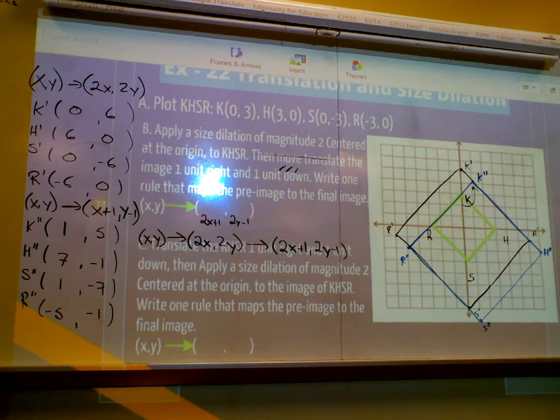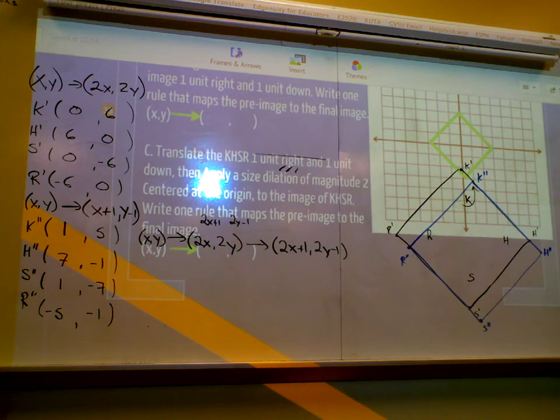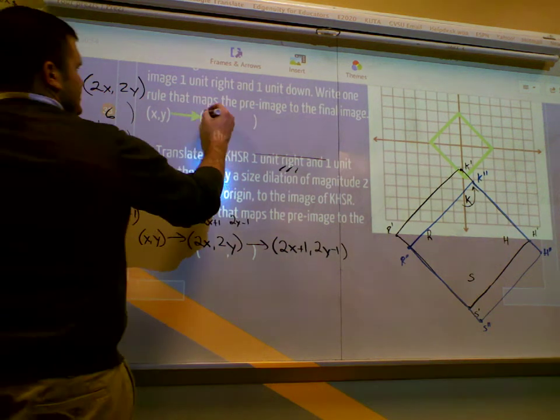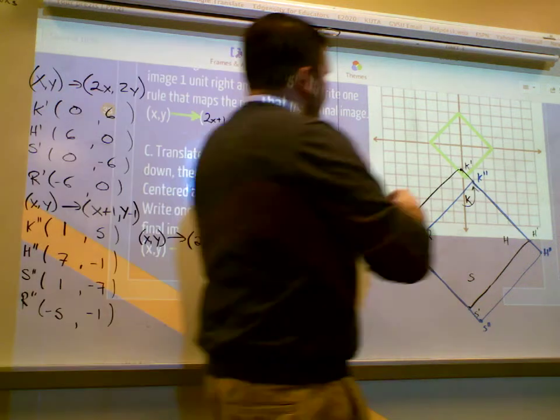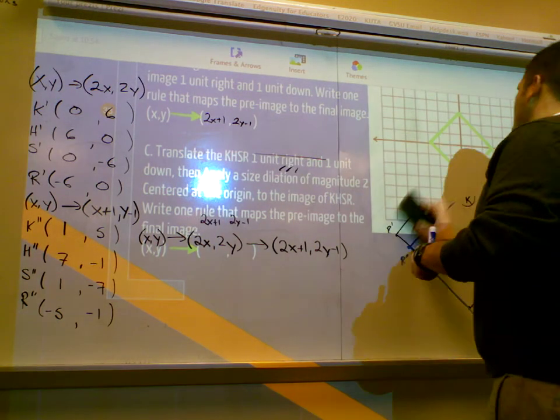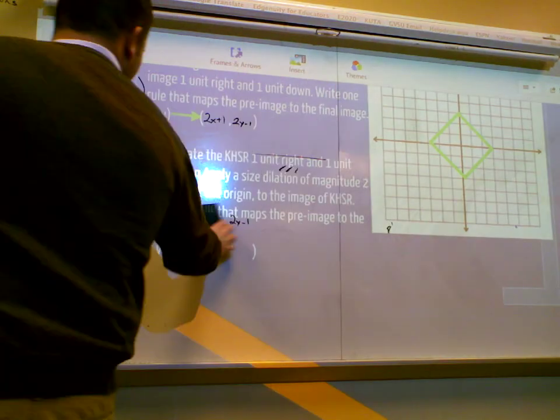All right, I'm going to move up a little bit. The bad thing is we kind of lose our picture, but if we didn't do that, then our picture would be all jumbled anyway. All right, so this was 2x plus 1, 2y minus 1. I think I moved too far up.